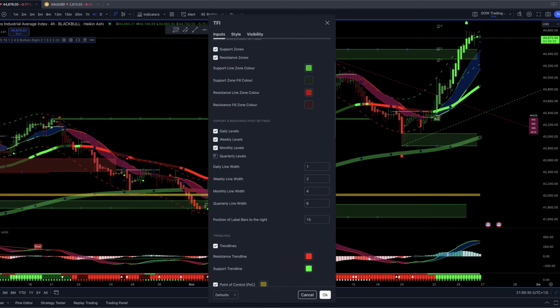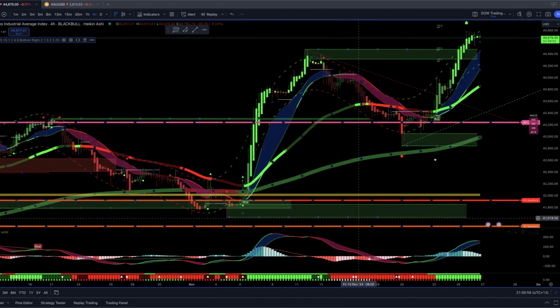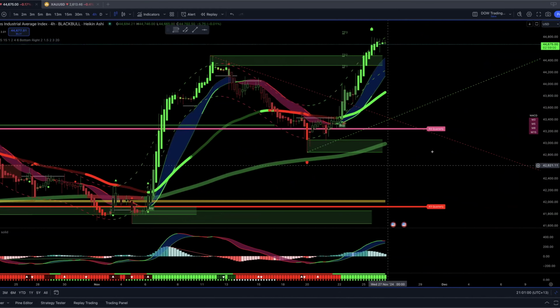If you watch, it takes a second to calculate, and then you will see you can't read anything, obviously. Merry Christmas. So on the 4 hour, you just need to have the quarterly on to get some idea about the key levels. If I turn off the daily, weekly, monthly, it'll take a few seconds to recalculate. And you can see I've just got the quarterly.